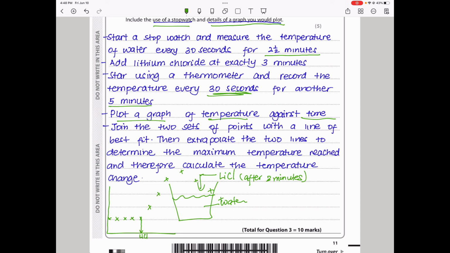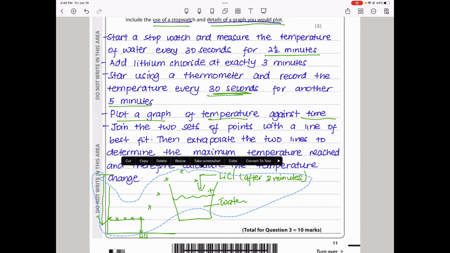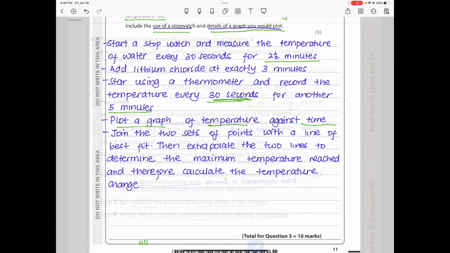So it means we can draw a line of best fit there, and if these results are many, and then a line of best fit here where the two values meet, we can connect it the other side to know the maximum temperature that could be reached, and then we can measure the initial temperature and that maximum temperature and get a temperature change for that specific experiment. So I'm going to remove this. So this brings us to the end of question four.